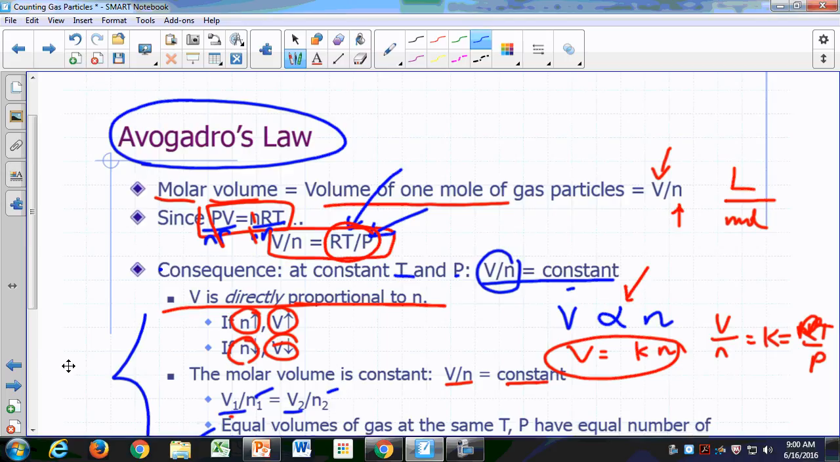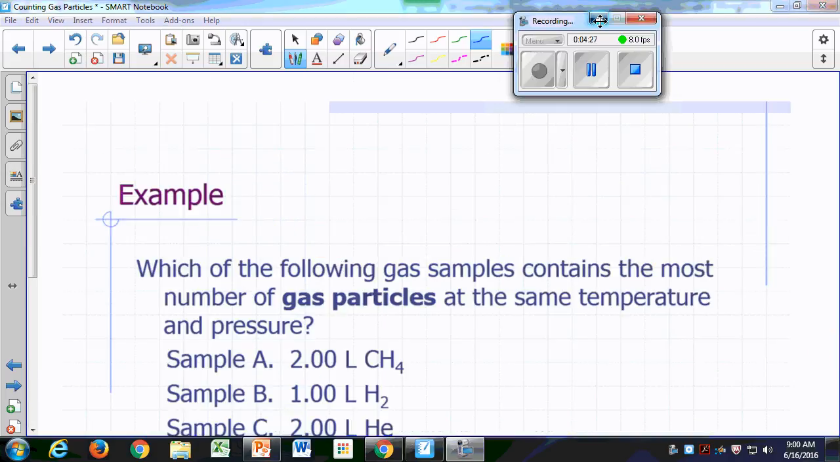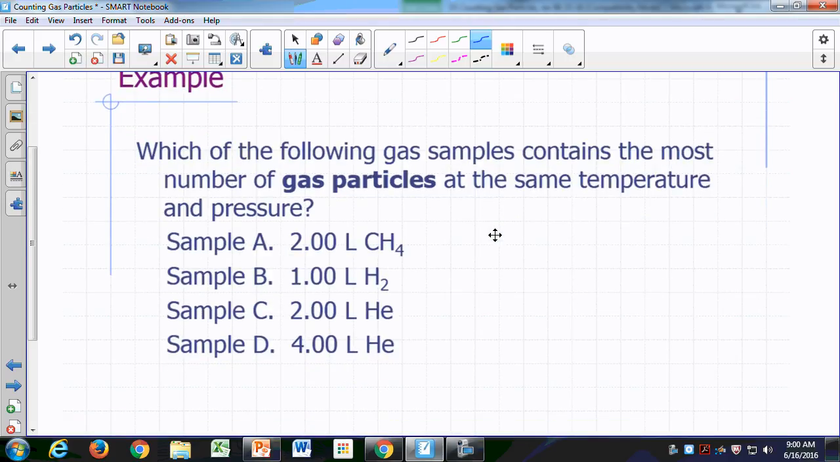And historically, it started out as a hypothesis. So let's look at this example, an application of Avogadro's law. Which of the following gas samples contains the most gas particles at the same temperature and pressure? 2 liters of CH4, 1 liter of H2, 2 liters of helium, or 4 liters of helium?